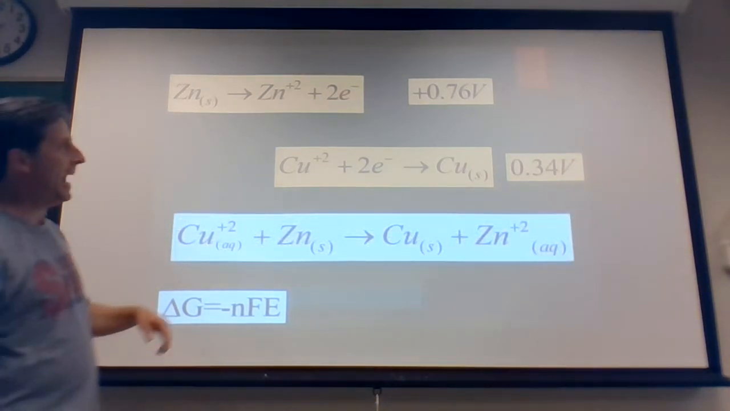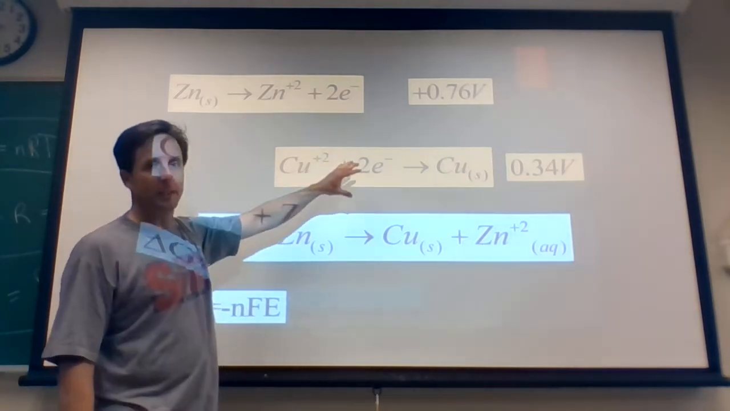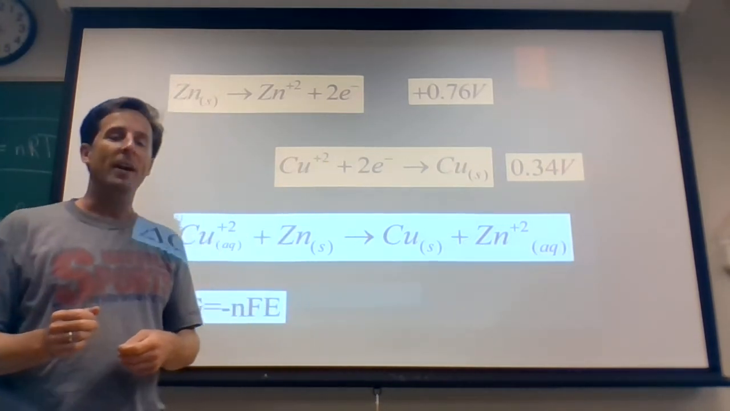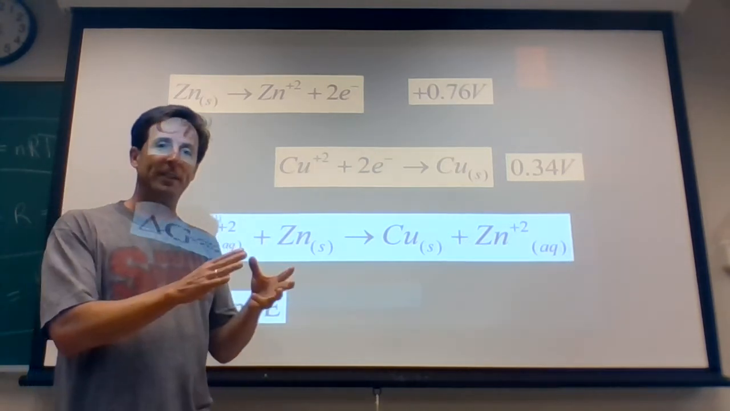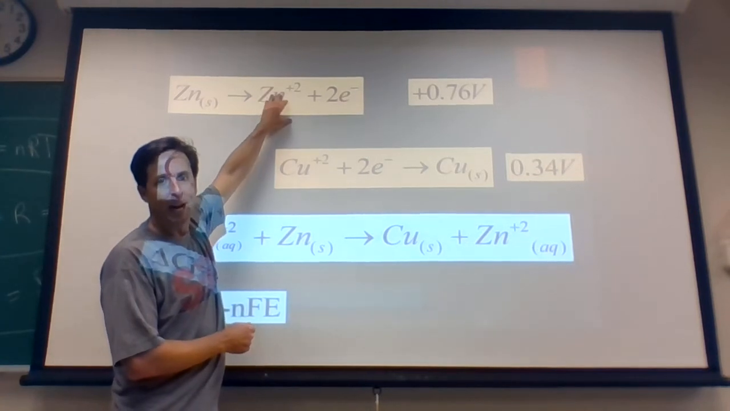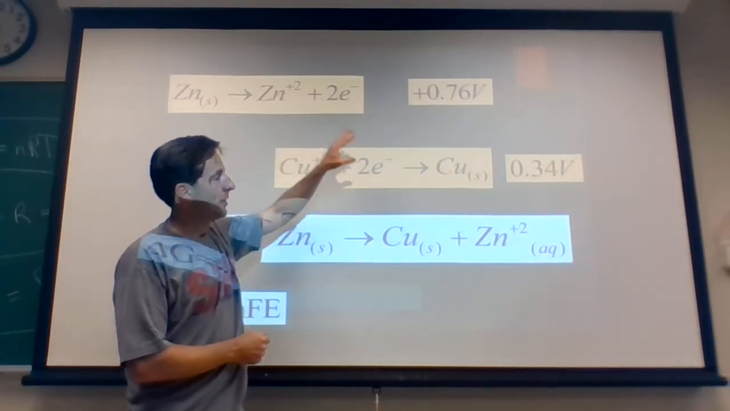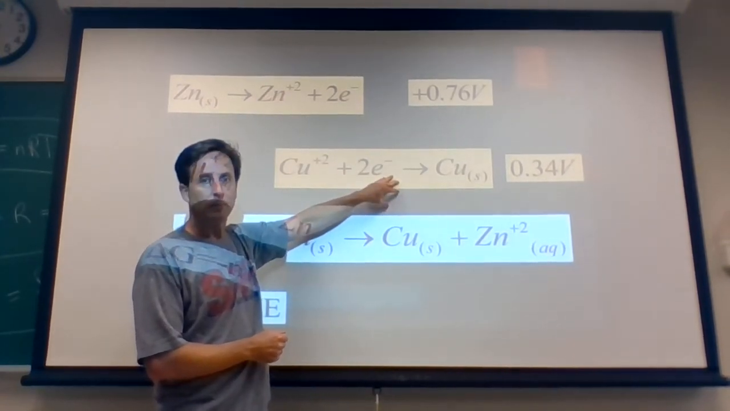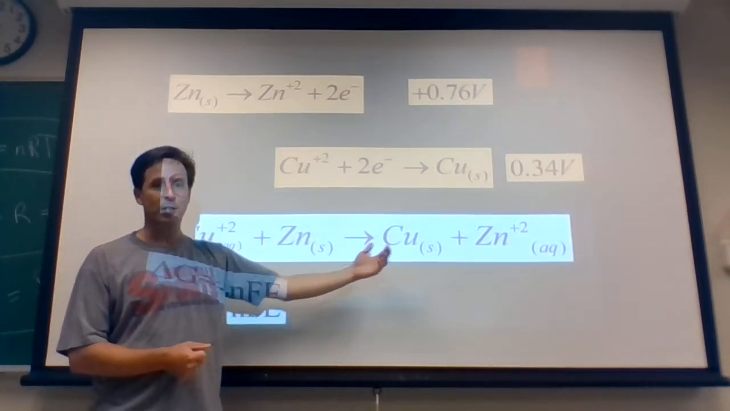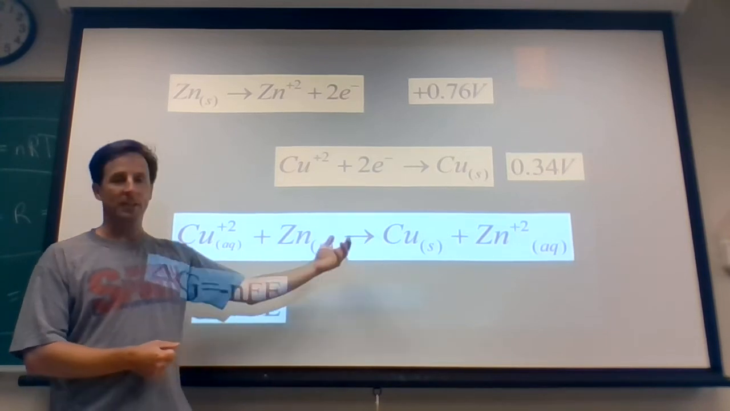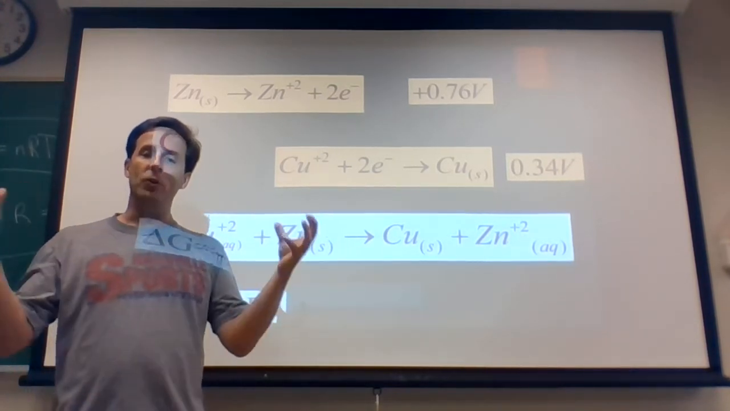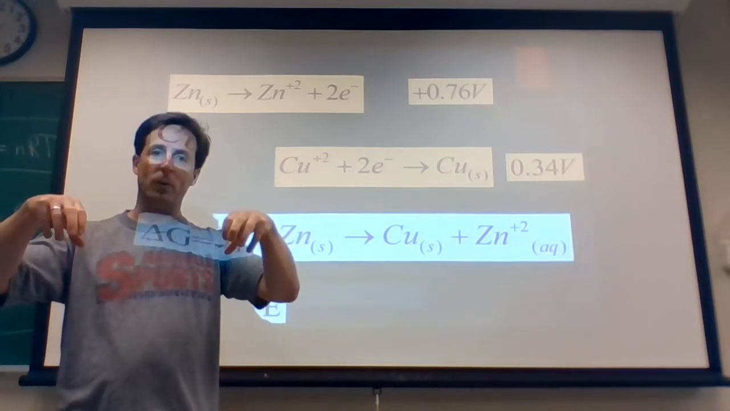Now, I can add each of these reactions. Each describes what's happening in one of the cells. Basically, you can't have one of these reactions happening without the other. So we call this the oxidation half reaction. This is the reduction half reaction. When we put them together, that creates the overall reaction that's occurring. This is the reaction that's occurring in our electrochemical cell. So the electrochemical cell includes both of the half reactions that are going on.